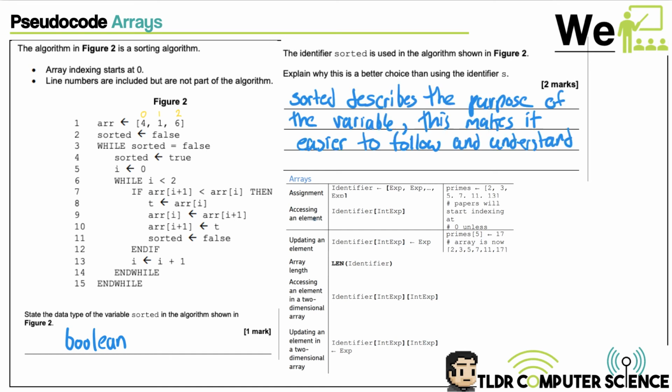So let's write the answer. So sorted, the name of the variable, describes the purpose of the variable. Putting S wouldn't describe the purpose. That can mean anything. And that's going to make it easier to follow and understand, both for you when you come back and using it, or for somebody else to come back and using it. You should always have meaningful identifiers for variables, for arrays, for subroutines.